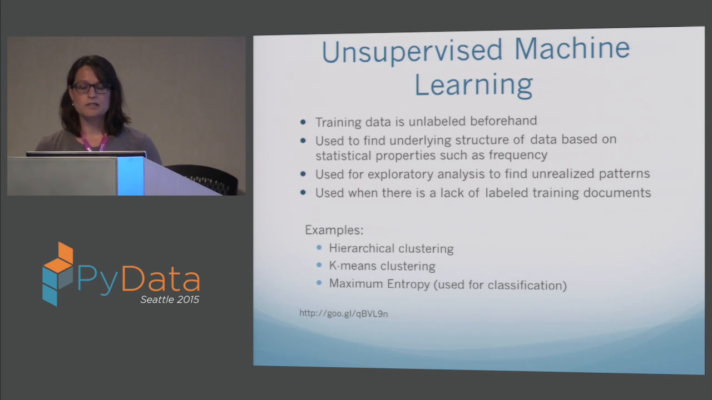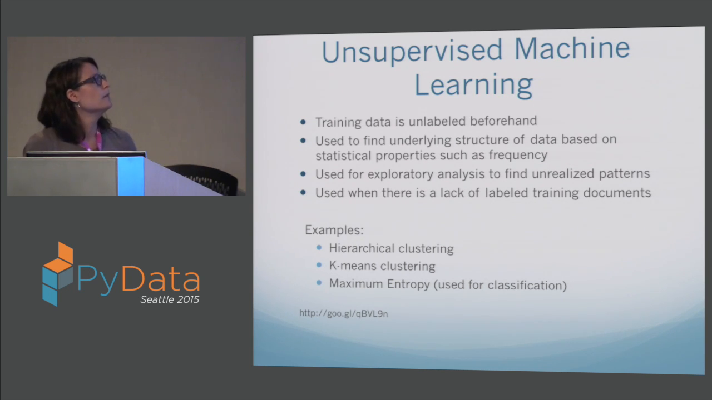So first I'm going to talk about unsupervised machine learning, because it's a lot of times used for exploratory analysis, so it's kind of a good starting point if you really don't know much about your data. The key points that make it an unsupervised model versus a supervised model are that training data is unlabeled beforehand. It's used to find underlying structure of data based on statistical properties such as frequency. It's used for exploratory analysis to find unrealized patterns.